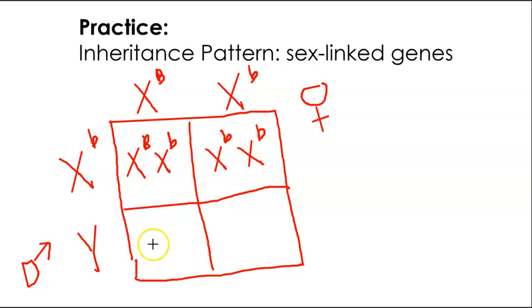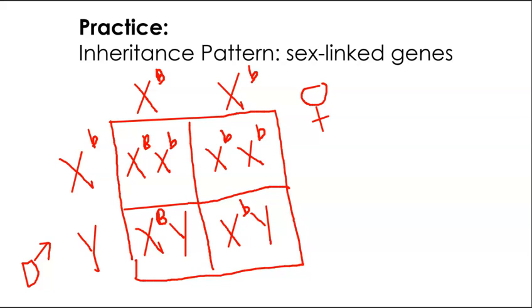Okay, and then for the sons, let's do our XY chromosomes in this box and an XY chromosome in this box. So here we have a combination of the big B allele there and then the little b allele there. So again, the possibility of both sons being colorblind is no, because one will not be colorblind, whereas the other one will be if mom is a carrier.